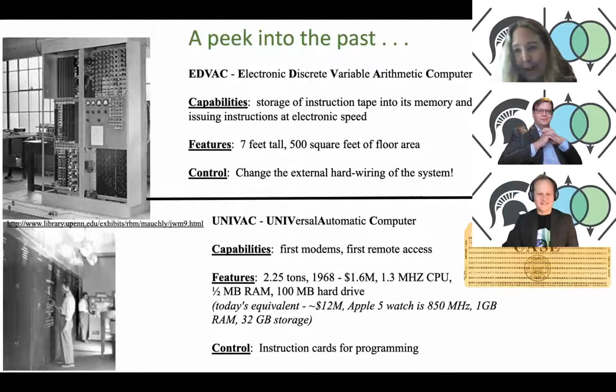If any of you have an Apple watch, it's 850 megahertz, 1 gigabyte of RAM, 32 gigabytes of storage. And the price tag's a little bit less. It is expensive, but at least it's not $12 million. So indeed, we have advanced quite a bit. And the control for this were instruction cards for programming.